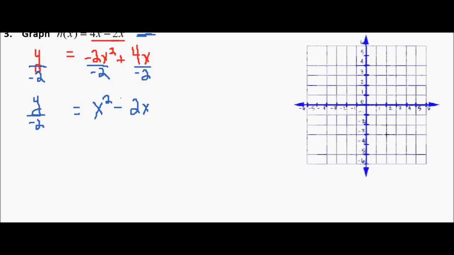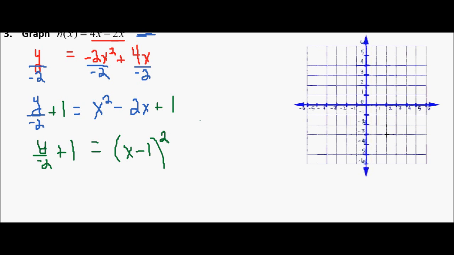Okay, so now to complete the square, I look at this middle term, this negative 2, the number in front of the x. I take half of it, which is negative 1, square it, which is 1, and I add 1 here, and please remember to always add it to the other side. Whatever you do to one side, you do to the other side. So I have y over negative 2 plus 1 equals, and then I go ahead and factor this into x minus 1 squared.